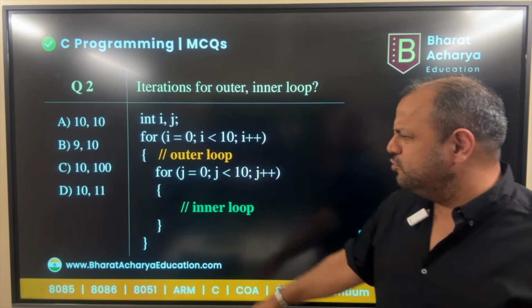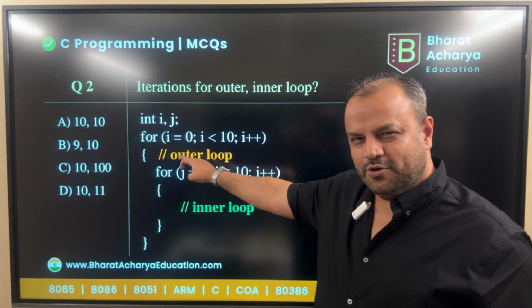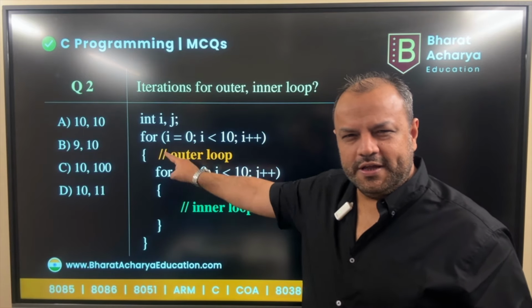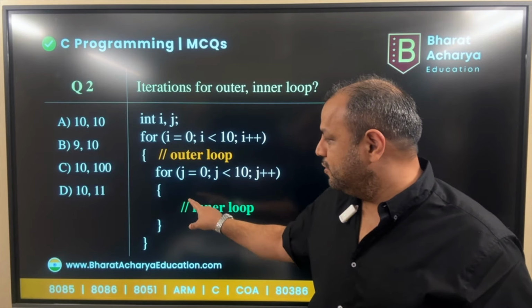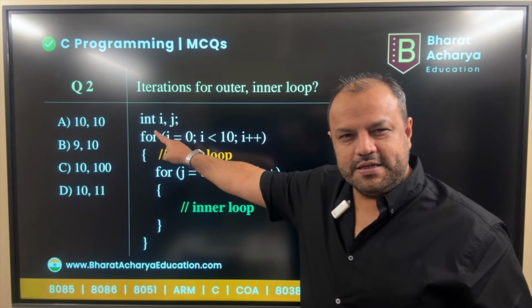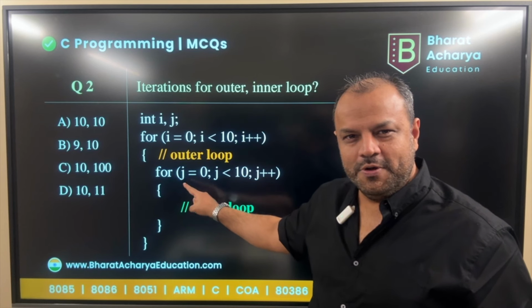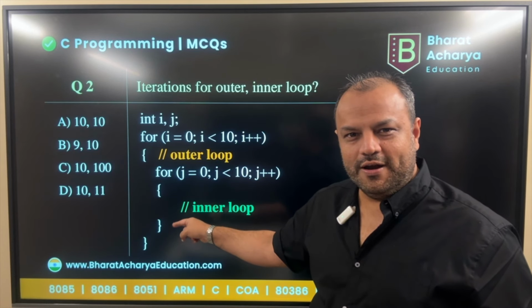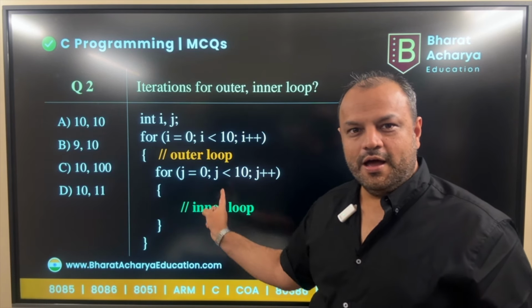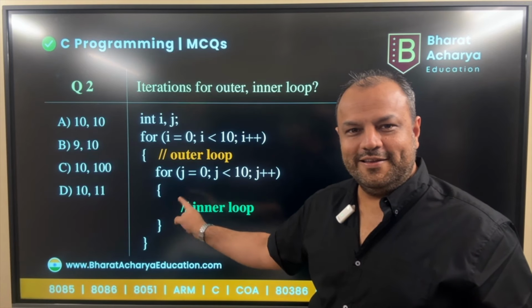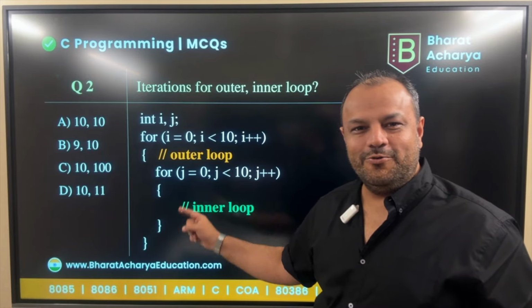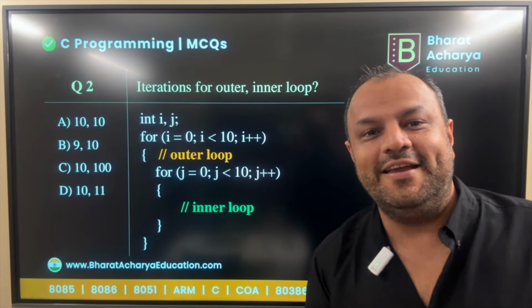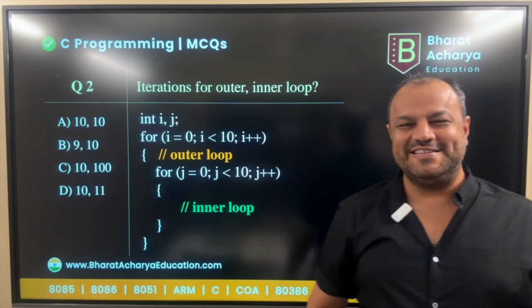You know how the nested loop works, right? You enter the outer loop. If this inner loop was not there, you would do iterations of the outer loop and come out. But now, because inside there's one more loop, this is how your program will work. You'll enter the outer loop, you'll enter the inner loop, do all iterations, come out. Again, go back to the outer loop, enter the inner loop, do all iterations, come out. So if there are 10 iterations in the outer loop, there will be 10 into 10 iterations of the inner loop. Tell me, did you understand this or not?